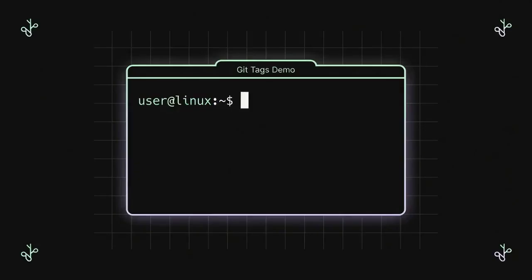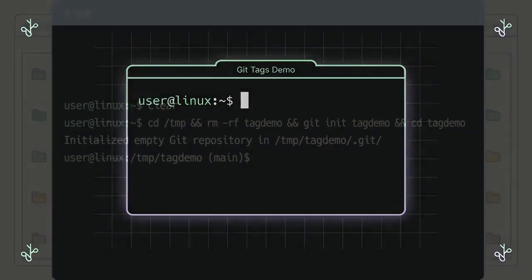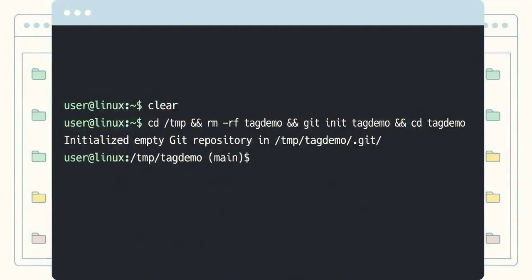Git tags are pointers to specific commits, used to mark releases or important milestones. There are two kinds: lightweight tags, which are simply named references, and annotated tags, which store full object data like a commit. This demonstration walks through creating both, so the difference is unmistakable. We start by clearing the screen and removing any old demo directory. Then initialize a brand new Git repository named tag_demo.